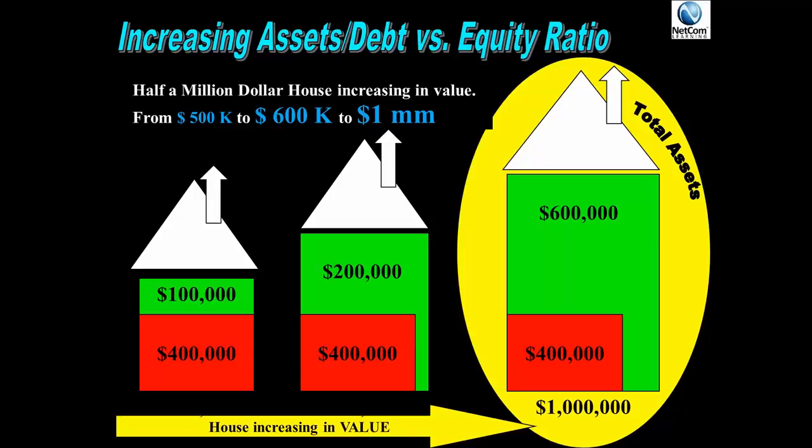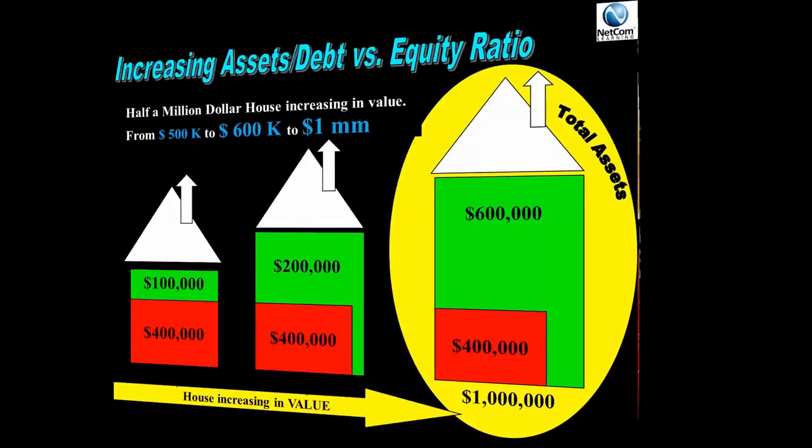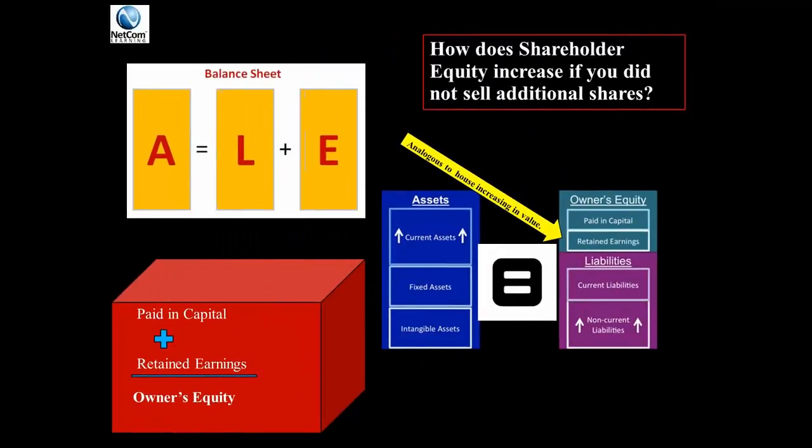So our house, as it goes up in value, goes from $500,000, $600,000 to $1 million. You see from the numbers that we included in our illustration that while the red, the $400,000, remains the same, the green, the equity stake in the house, goes up. And that is how a balance sheet works. Again, assets equals liability plus shareholders' equity.